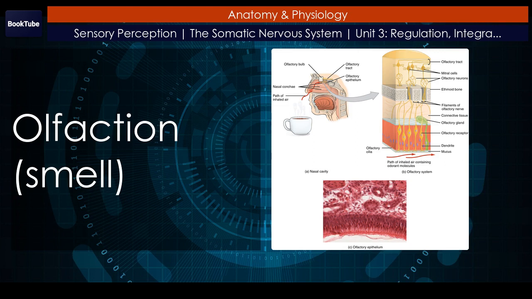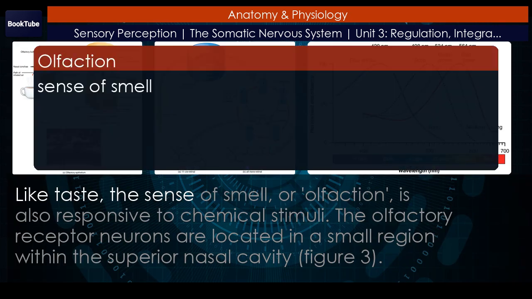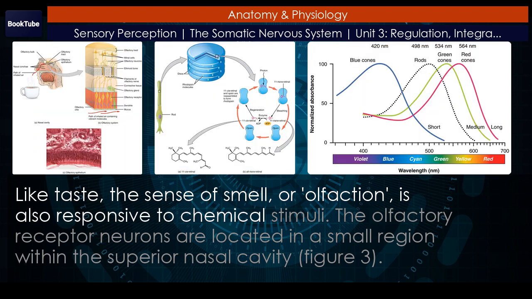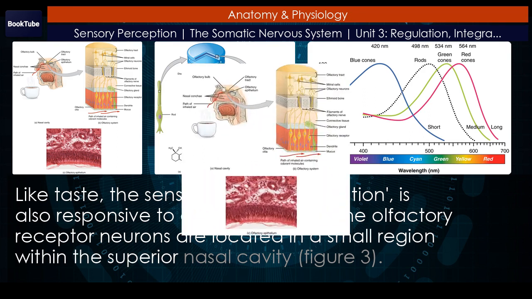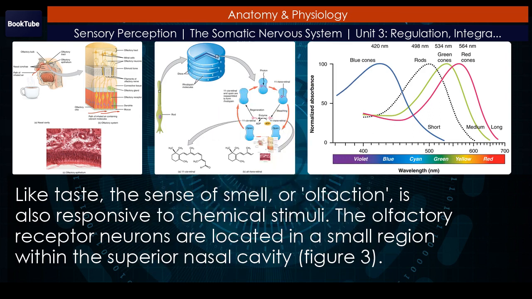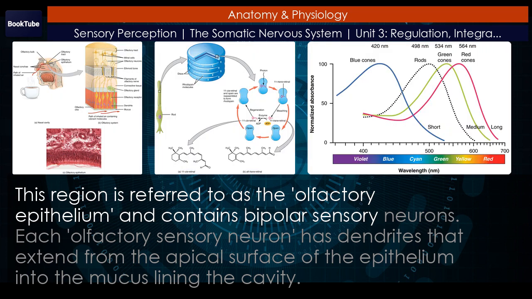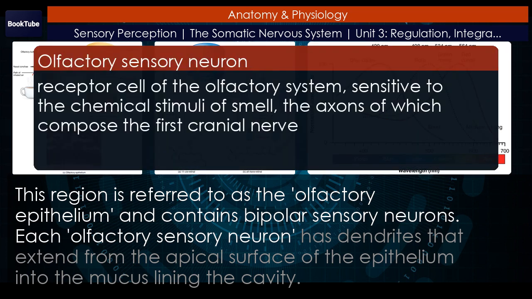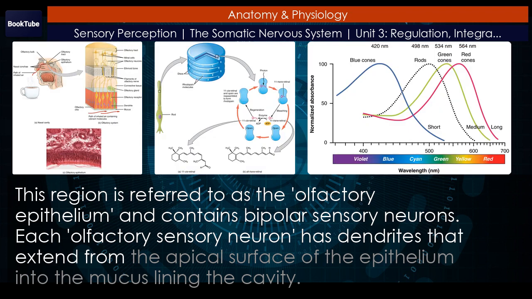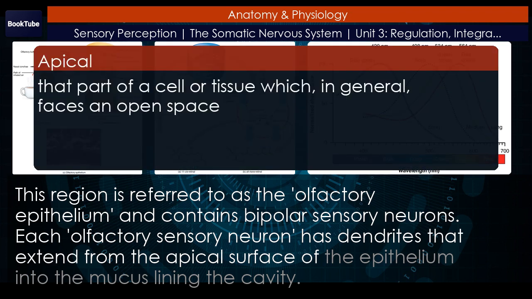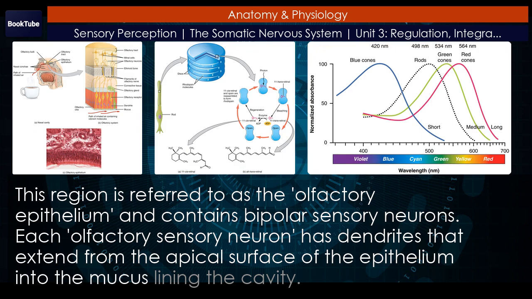Olfaction, smell. Like taste, the sense of smell, or olfaction, is also responsive to chemical stimuli. The olfactory receptor neurons are located in a small region within the superior nasal cavity. Figure 3. This region is referred to as the olfactory epithelium and contains bipolar sensory neurons. Each olfactory sensory neuron has dendrites that extend from the apical surface of the epithelium into the mucus lining the cavity.